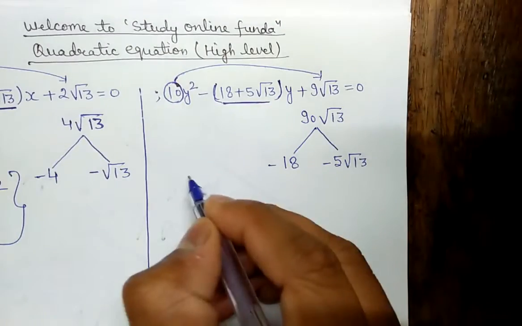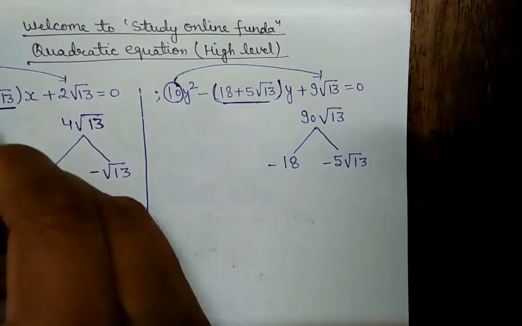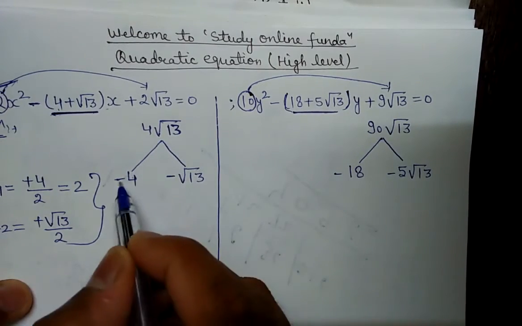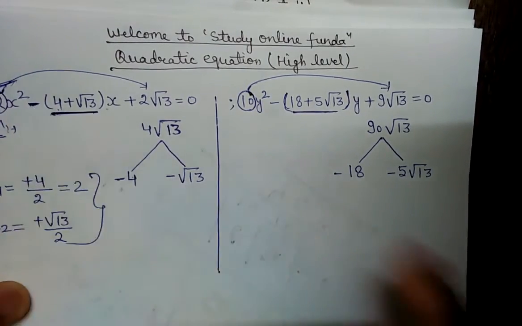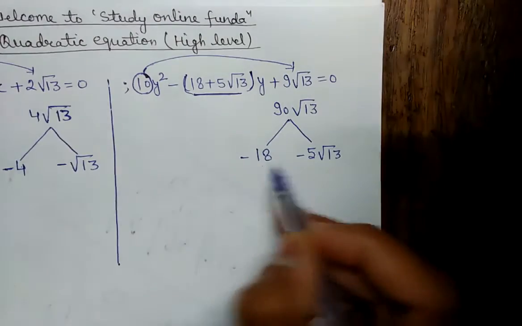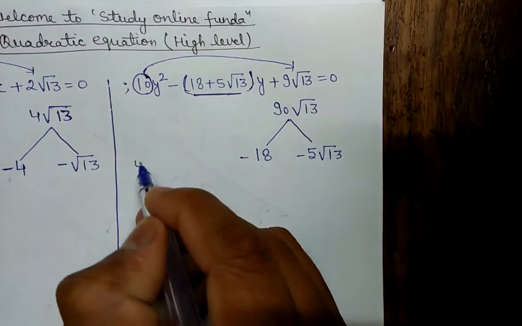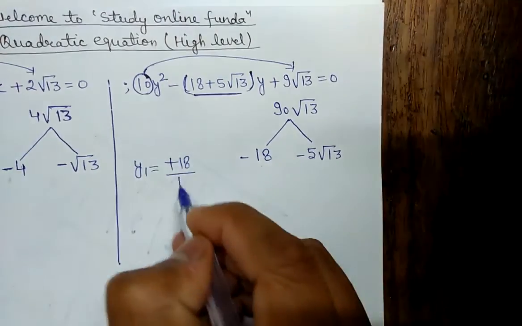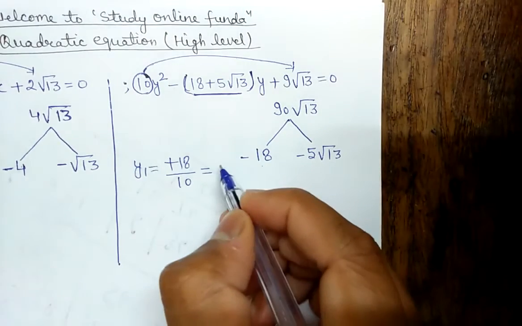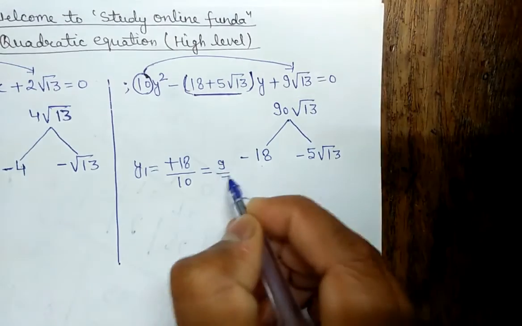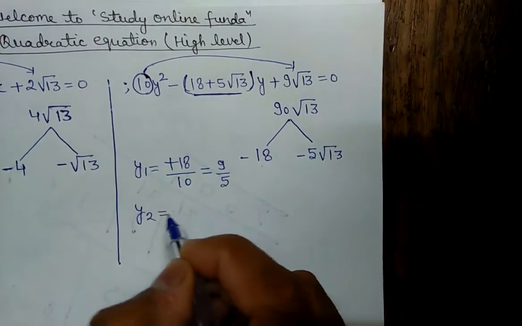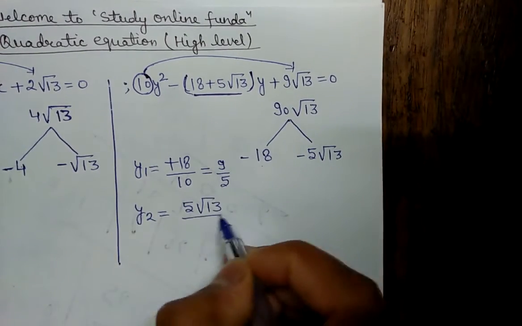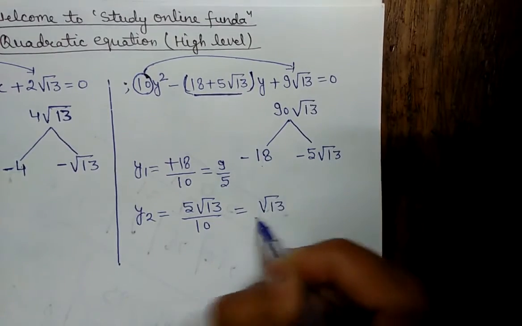So I hope you got this. You have to do nothing, just write whatever is given in the bracket. Here it is given 4 root 13, we have written 4 root 13 and taken the negative sign because here it is negative. And similarly here it is 18, 5 root 13, and negative sign. So the root of the equation y1 will be equal to, just take the reverse sign, that means plus 18 divided by 10, the coefficient of y square, that means we will write it as 9 by 5. And similarly y2 will be equal to what? y2 will be equal to 5 root 13 divided by 10, or we can say root 13 divided by 2.